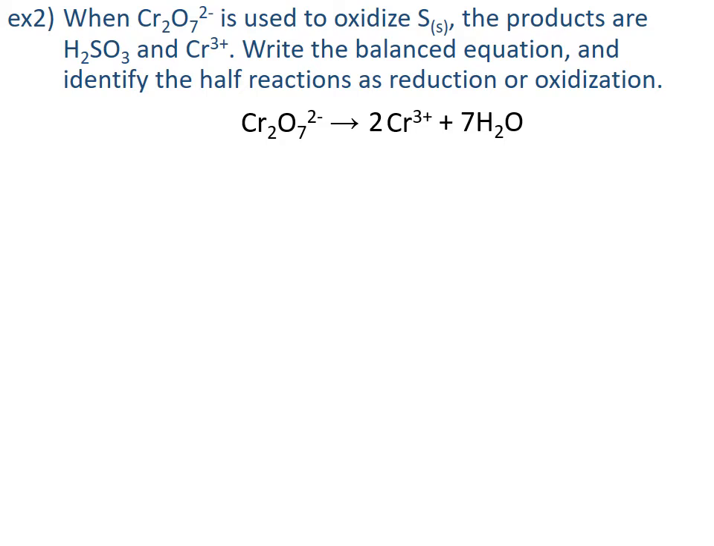Now balance out hydrogen by adding H plus to the side that needs more hydrogen. I have 14 H's on the right and none on the left, so to balance hydrogen I will add 14 H pluses to the left-hand side.